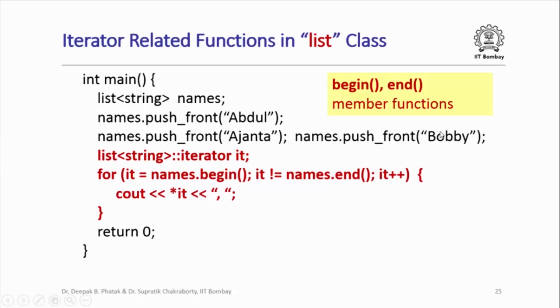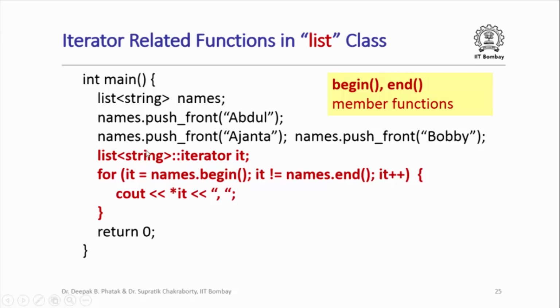So how have I added them? I have first pushed Abdul in the front, then I have pushed Ajanta in the front, and finally I have pushed Bobby in the front. So basically, after these 3 instructions get executed, Bobby is at the front, the next element is Ajanta, and the last element or the element at the back is Abdul. Now here is my iterator for the list class.